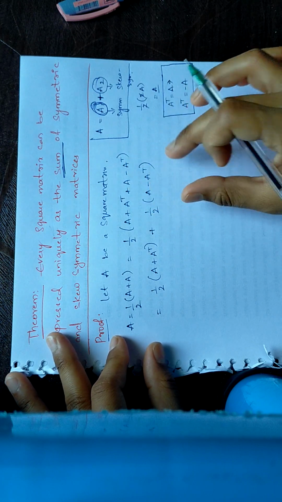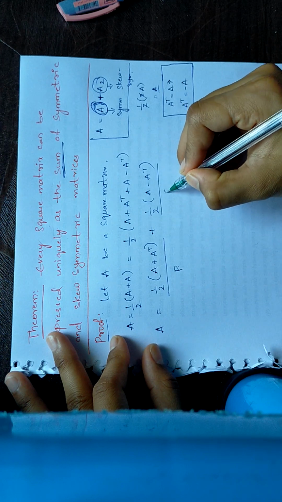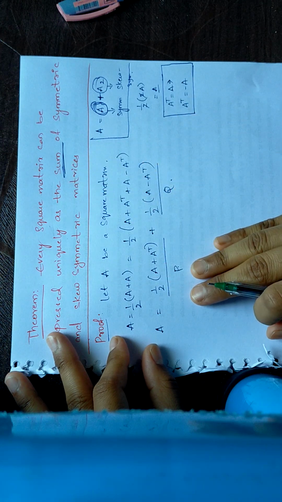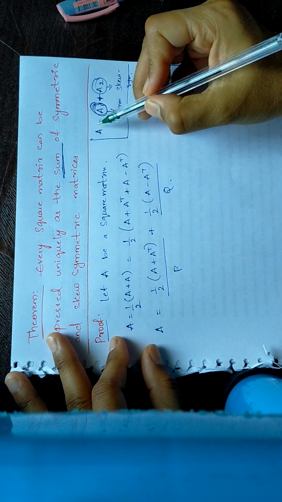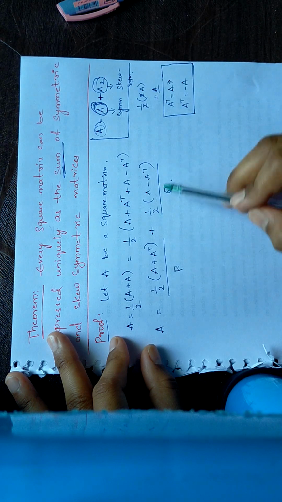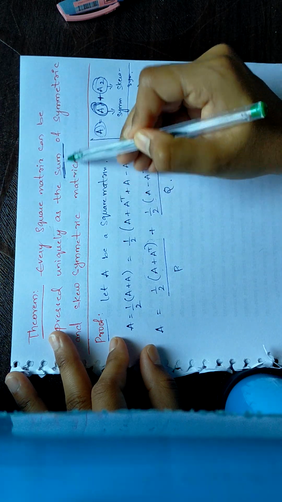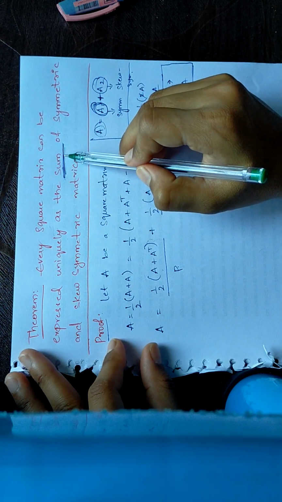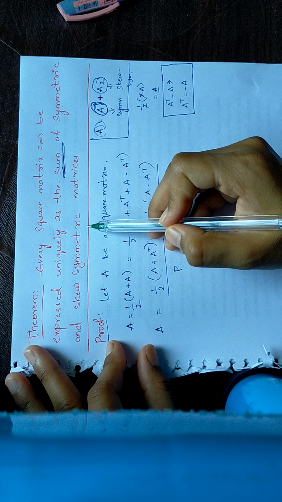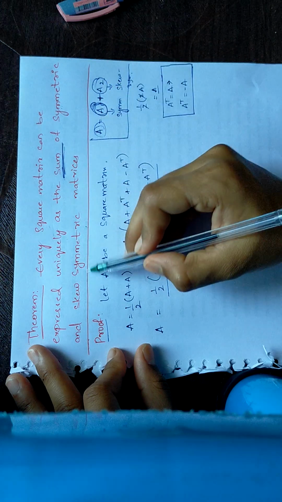Now if we see the statement here, this is one matrix, let's say P. This is the other matrix, we'll say Q. If you observe the statement, we have proved the first part: a matrix can be expressed as the sum of two matrices. We have expressed it, with P as one matrix and Q as the other. So we are done with the first part. Now we have to make sure that P and Q are symmetric and skew symmetric as per the theorem. First let's prove the symmetric part and then the skew symmetric part.